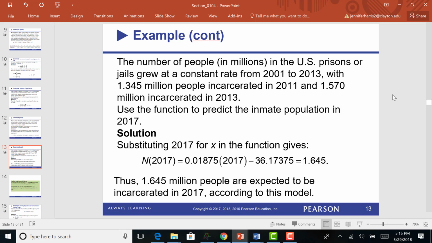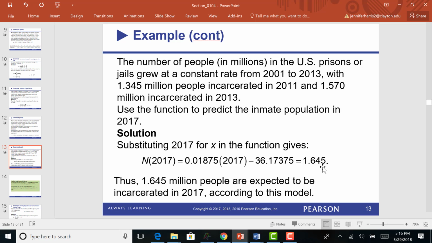Now let's see the next question. It asks us to do something else. Use the function. When it says use the function, that means the equation that you just created. Use the function to predict the inmate population in 2017. So what do I do? Plug in 2017 into that equation that we just created, and we find out what? 1.645 million were incarcerated in 2017.